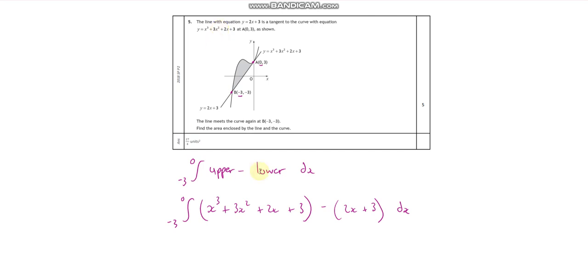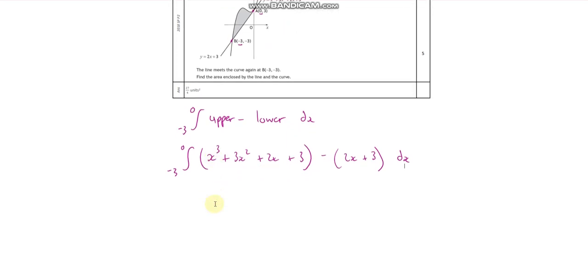Okay. So let's have a look then. First thing I'll do is do the sum. So 0 and -3, so I'll get x cubed, that's fine, plus 3x squared, that's fine. But you'll see here that the 2x's are going to cancel out and the 3's are going to cancel out. So I'm doing that with respect to x.